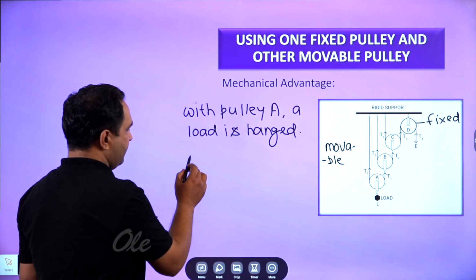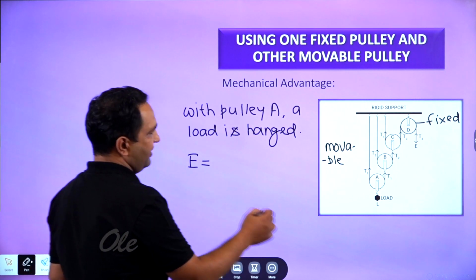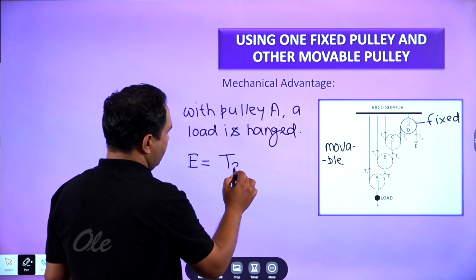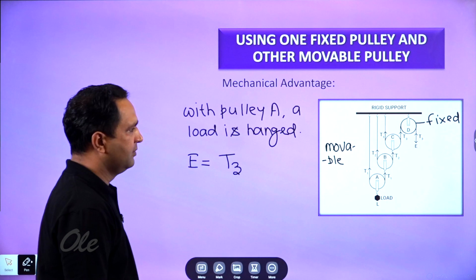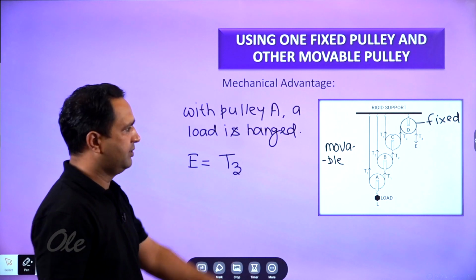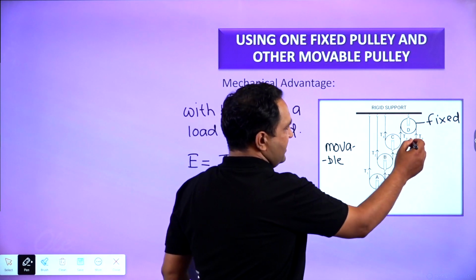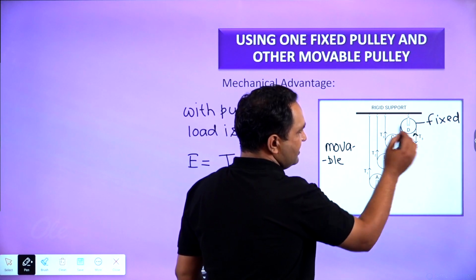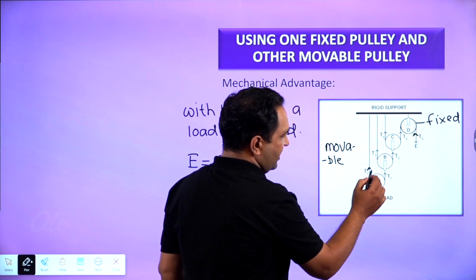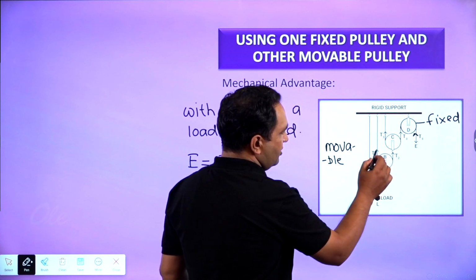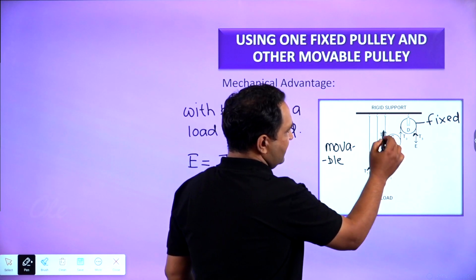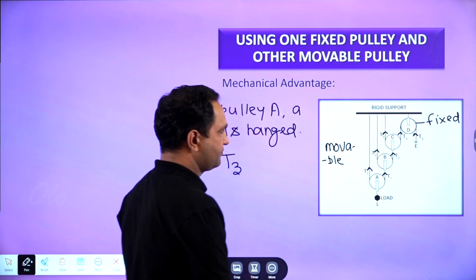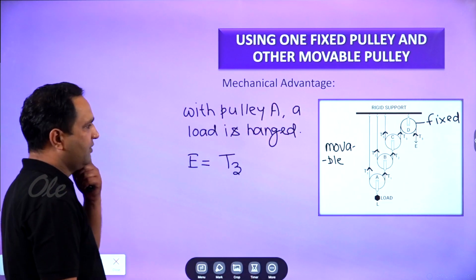And the effort we are applying at this end is equal to T3. Effort is equal to T3. T is the tension in this string or rope. As here we are taking tension T1, here T2, and here the tension is T3. So T3 is the tension here. So E is equal to T3.